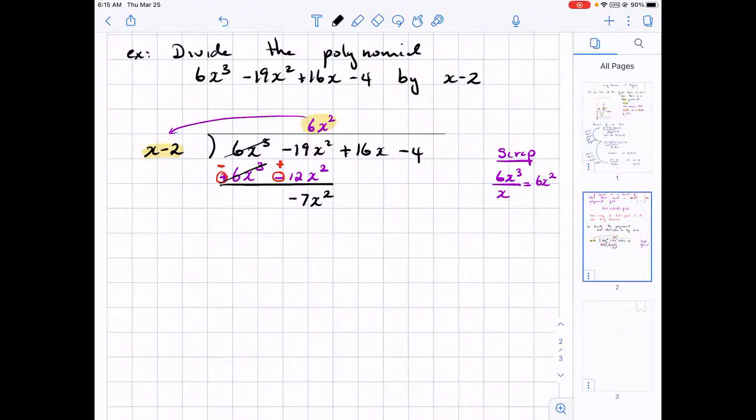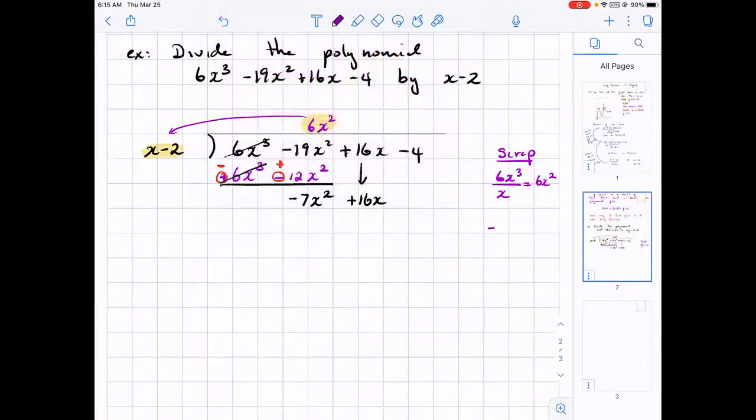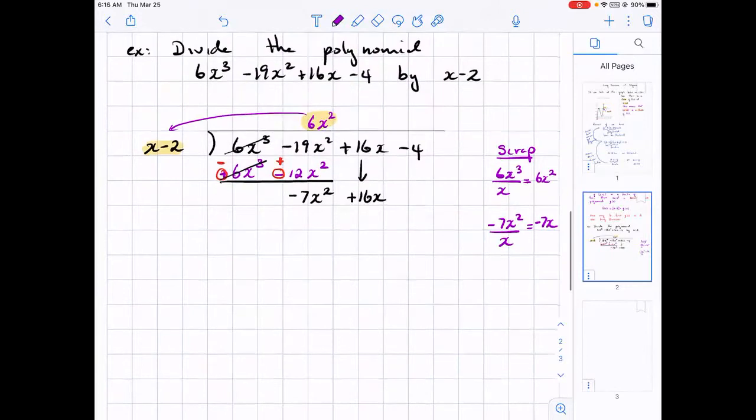And then we repeat the process again now, okay? Before you repeat, we can bring this down, plus 16x. You ask yourself again, what is minus 7x squared divided by x? And that is going to give me minus 7x. So over here we write minus 7x.